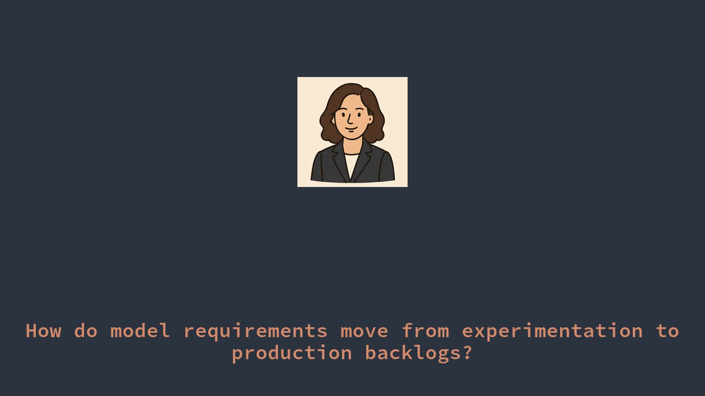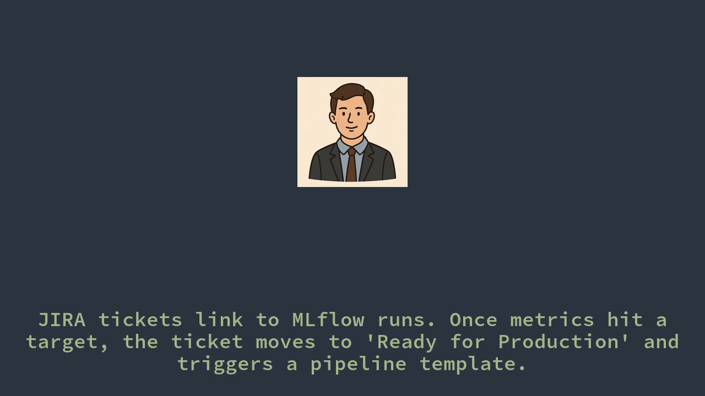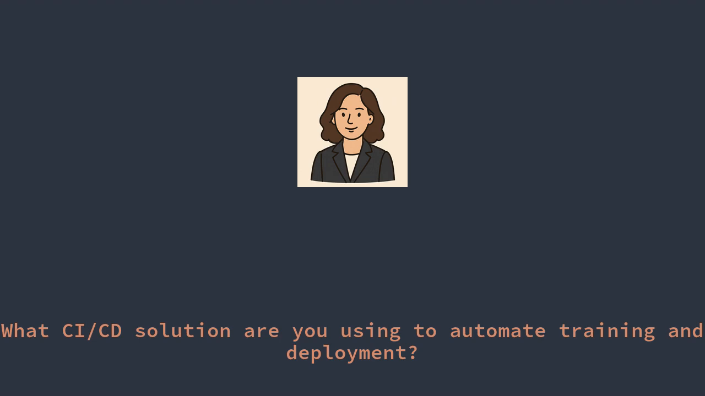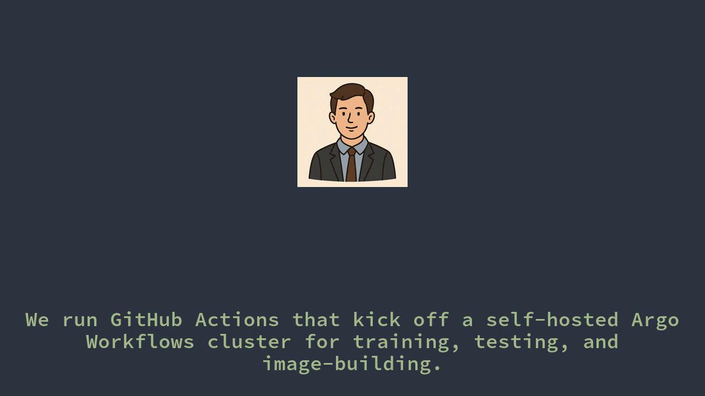How do model requirements move from experimentation to production backlogs? Jira tickets link to MLflow runs. Once metrics hit a target, the ticket moves to ready for production and triggers a pipeline template. What CI/CD solution are you using to automate training and deployment? We run GitHub Actions that kick off a self-hosted Argo Workflows cluster for training, testing, and image building.